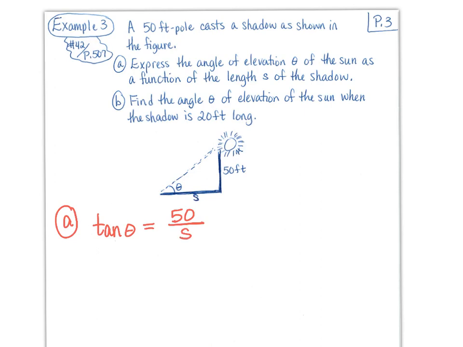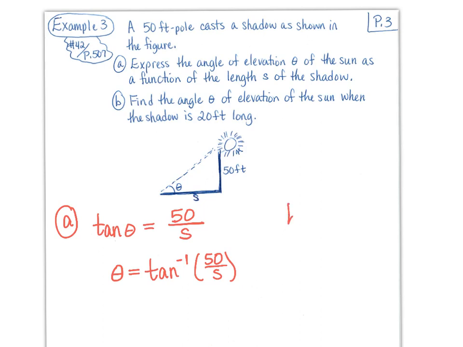Okay? So, that means theta is equal to what? Inverse tangent of 50 over S. Good. That's part A.